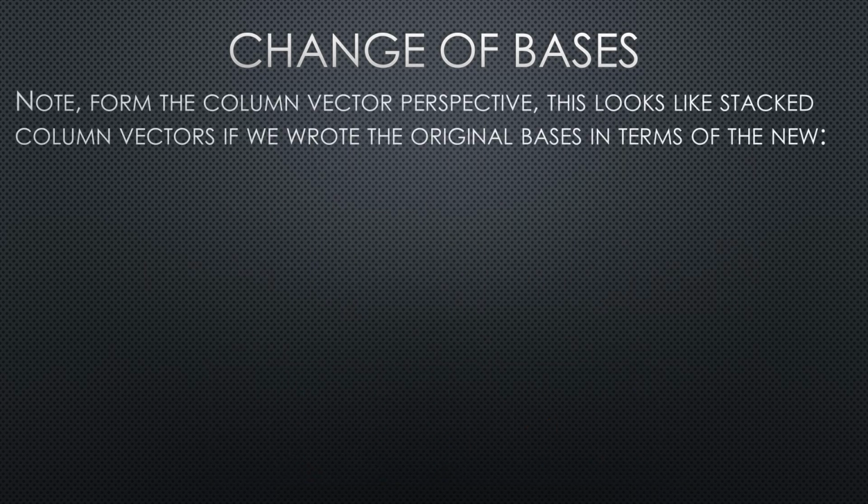Now, let's take a different approach to this and tie it to what we might have expected geometrically. So note the form, from the column vector perspective, excuse me, this looks like a stacked column vector if we wrote the original bases in terms of the new ones. Okay, so if our I hats that we had originally go to a negative j hat construction, right, versus putting this negative over here, what we see is that this goes to this column here. Cool. So that's why we have a -1 there.